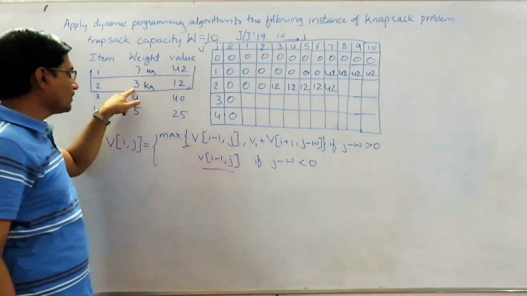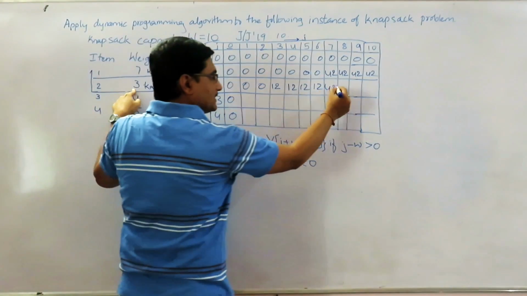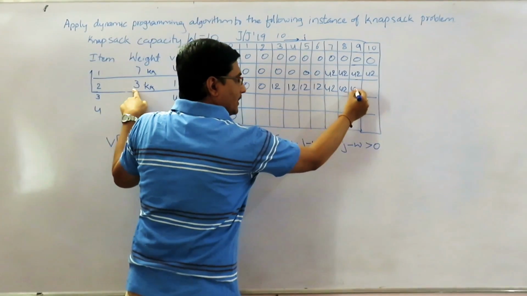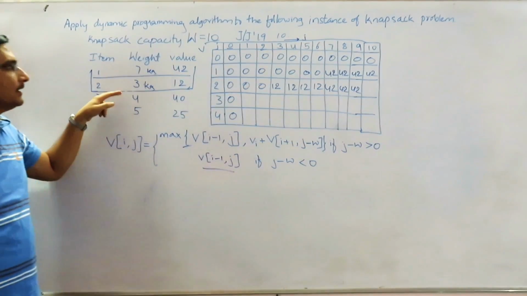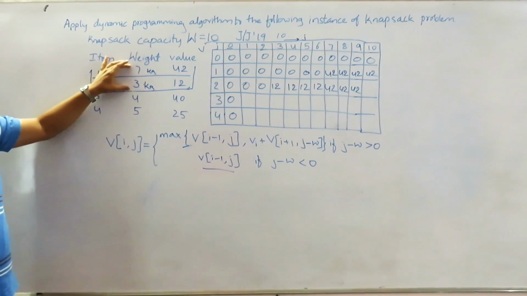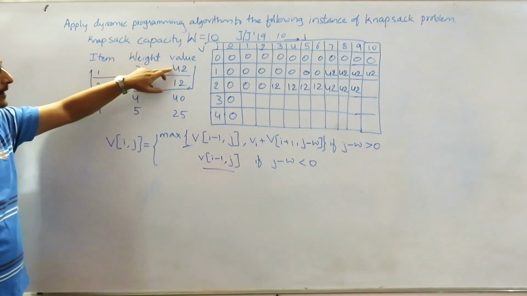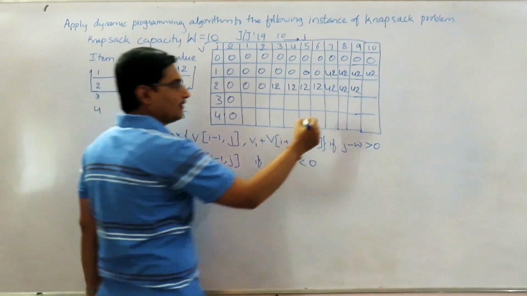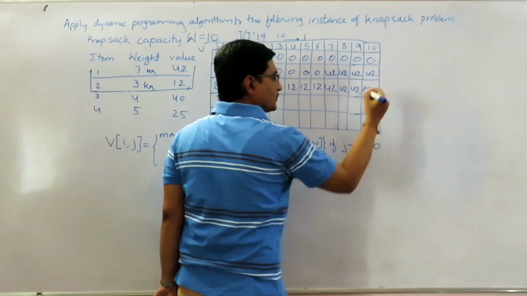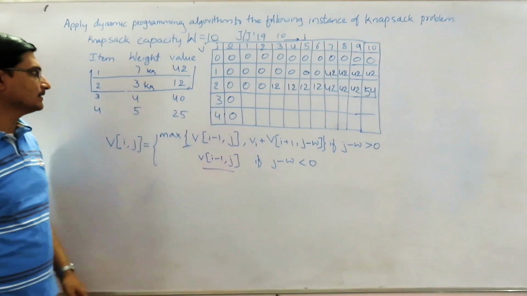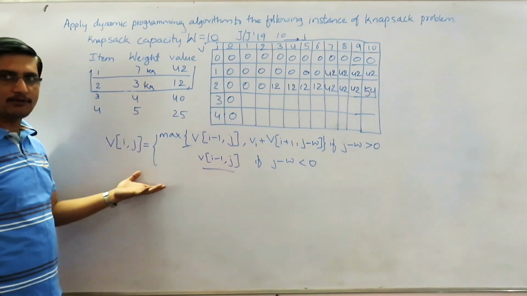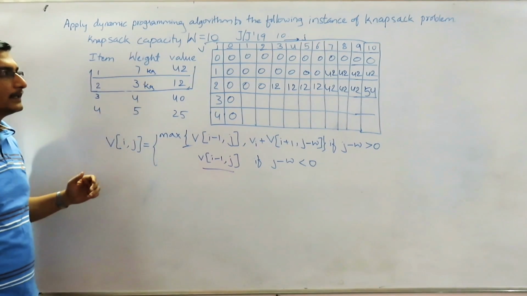When it is 8, we cannot add this element, so still it is 42. And when it is 9 also, we cannot enter the second element. And when it is 10, we can add both of these elements, so 42 plus 12, that is 54. We can get this much profit, 54. This is how we can do it directly. In any competitive examination, we cannot apply this formula and we need to do it directly.